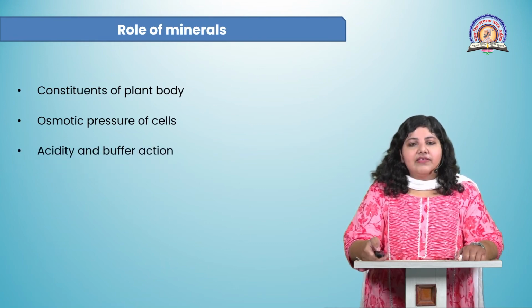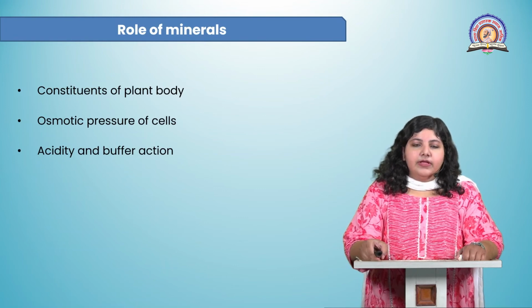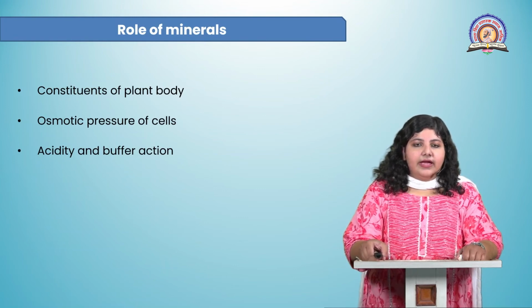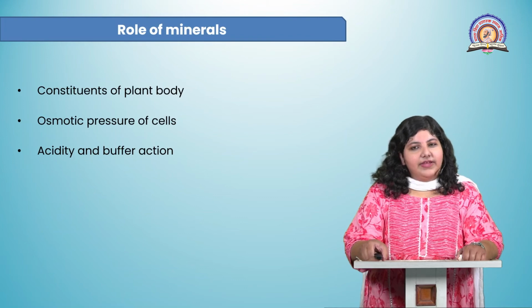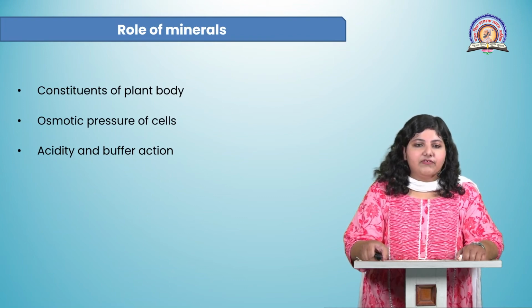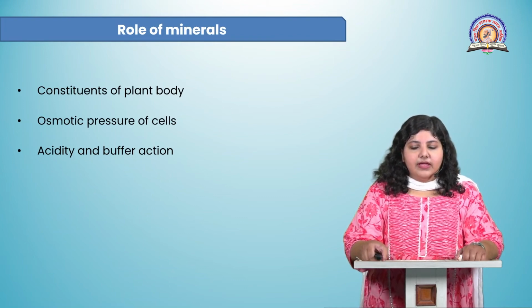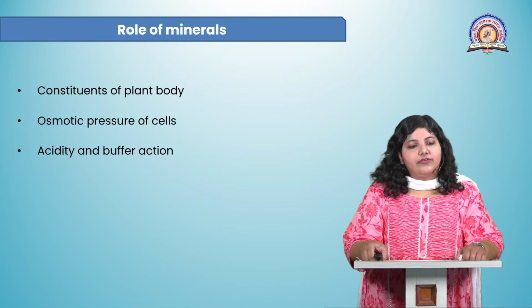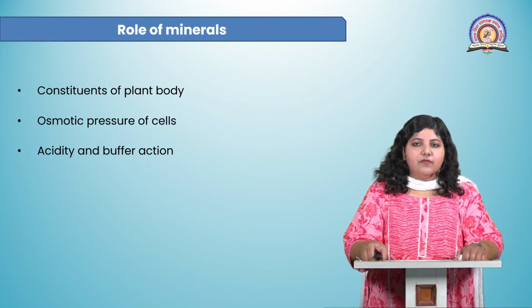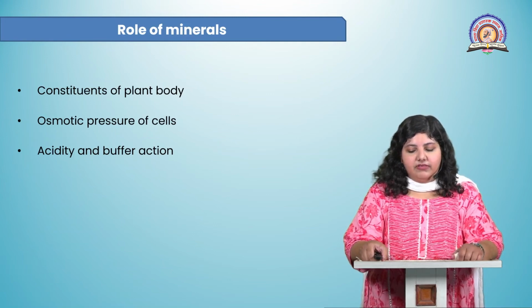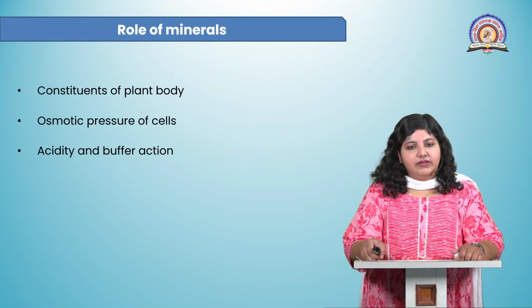Third is acidity and buffer action. Now, the elements, when they are absorbed from the soil, affect the hydrogen ion concentration of cell sap or the protoplasm, and in turn, they affect the pH of the cell or pH of the plants. And that is also very useful in maintaining the different buffer systems of the plants. For example, the phosphate buffer is the most famous example.